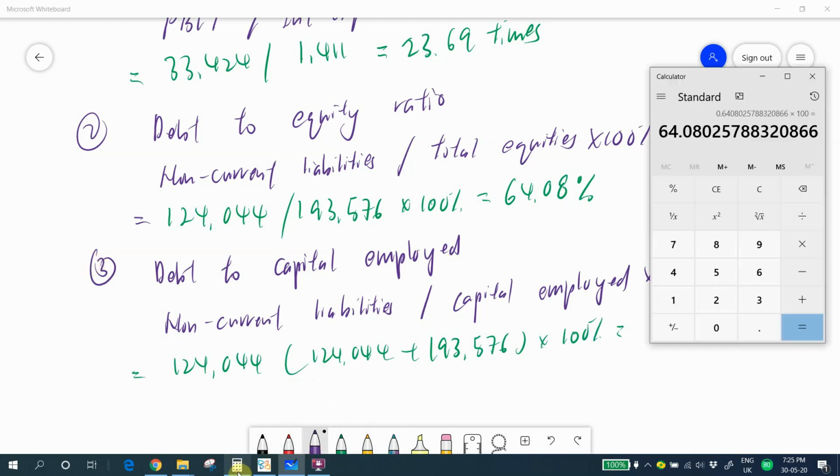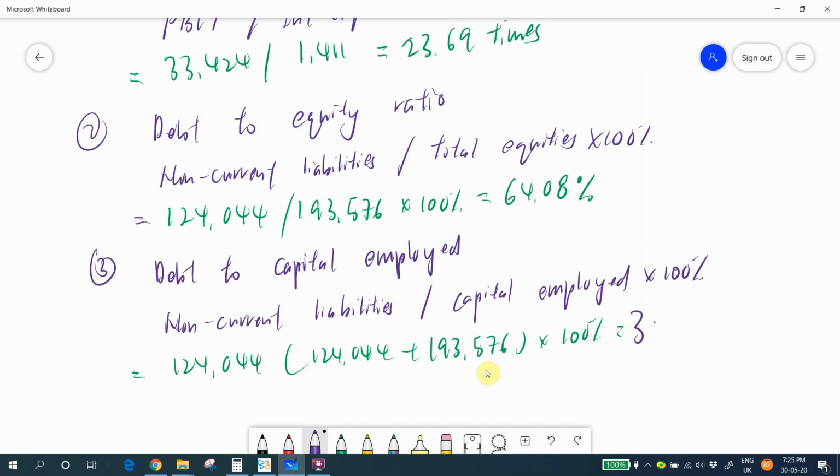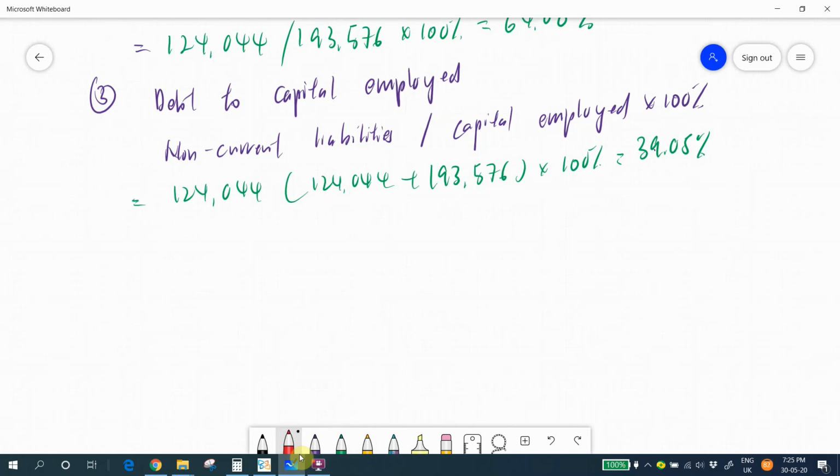So we get the answer for the capital employed first, 124,044 plus 193,576. 317,620. So to get the debt to capital employed ratio, we use 124,044 divided by 317,620 times 100%. We get 39.05%. So we have complete the gearing and financial risk ratio. And next, the next ratio will be investment ratio.